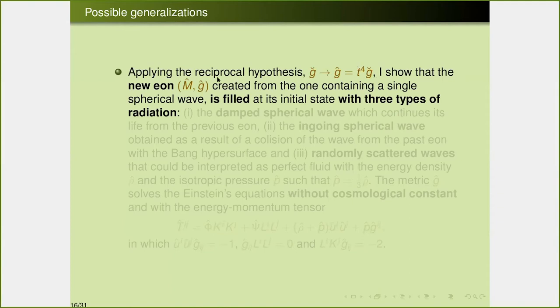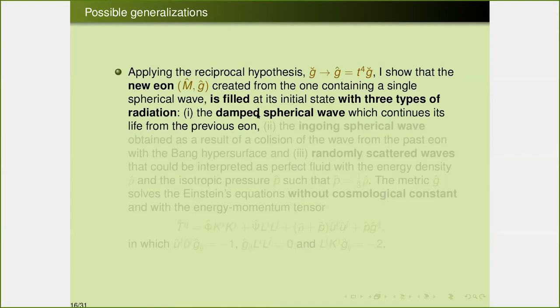So now I show that this new eon, created from the one containing a single spherical wave, is filled at its initial state with three types of radiation. Spherical means spherical in terms of topology, okay, doesn't matter. So on the other side, it turns out that there are three types of radiation. First, there is this damped spherical wave, which was on the other side. It simply passes through the wand, but it will be a bit damped.